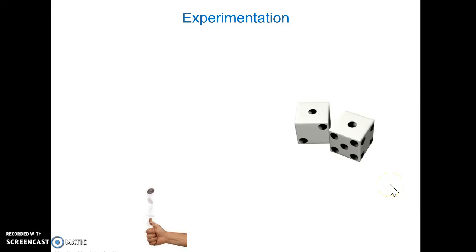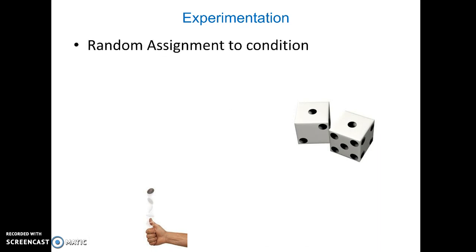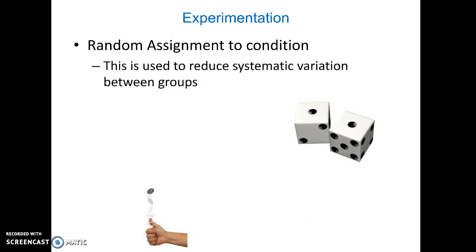So the last piece of the experimental necessities is going to be random assignment, and random assignment is one of the more important ones that we have to deal with. Now the goal here is that by using random assignment, we are going to reduce systematic variation between the groups. So what does that mean?